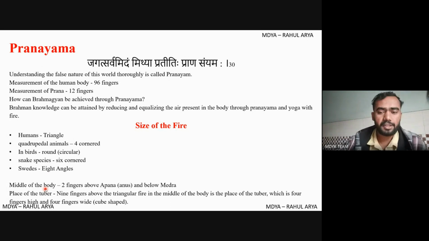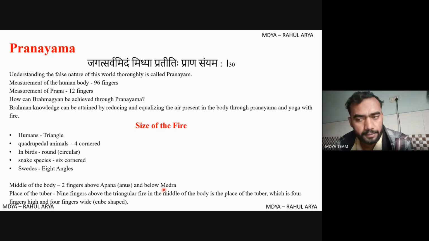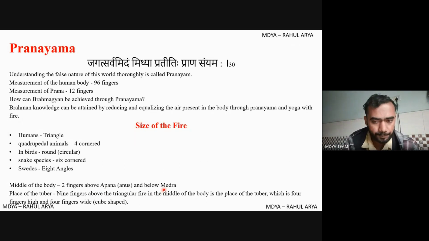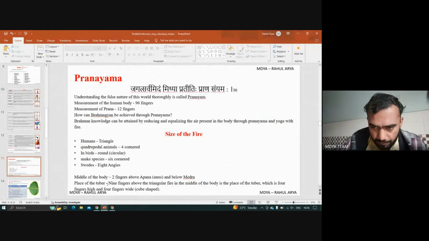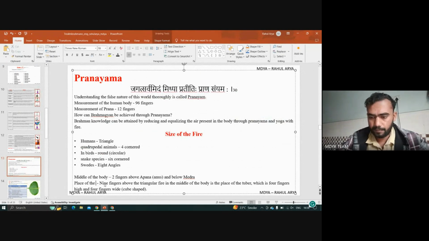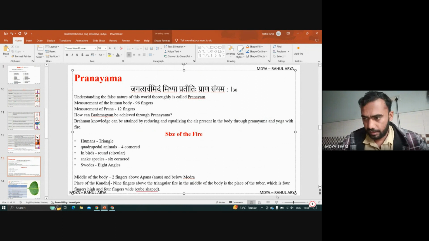In the middle of the body, two fingers above the apana and below the medra, is the location of the fire. The location of the fire is two fingers above the anus and below the medra. Medra means the genital region, the Swadhisthana chakra place. That is the medra place. It is the place of the fire. Place of tuber. Sorry, it is not tuber. It is kandha.